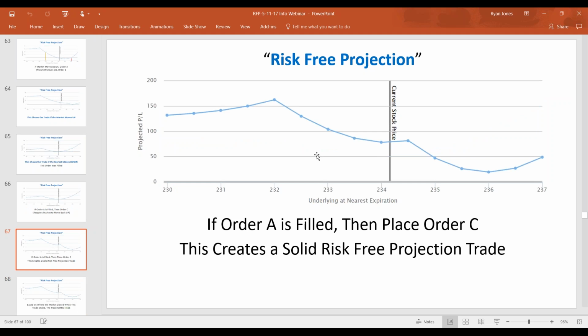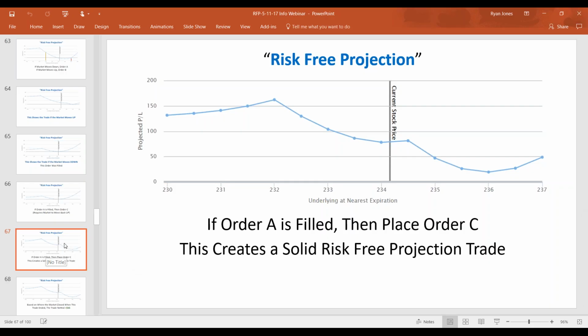And this is what happens if the market moves back up and fills that third order. So it's place the first order, that brings in a series of 2 other orders, and if either of those are hit, then you have a third order. And that's it. Right? So this creates a solid risk-free projection trade. You'll notice that now the low point of the dead zone is well above 236. The profit potential, if the market closes where it is, is about $70, and I'll still make money if the market moves down, and my profit potential is still unlimited to the upside.